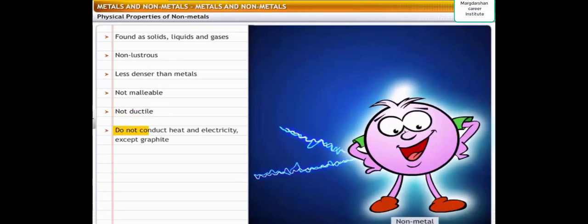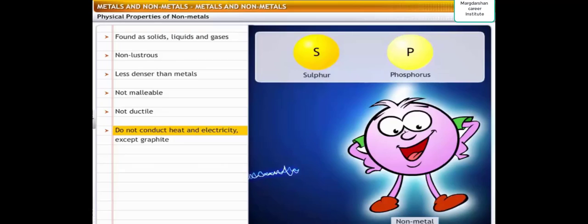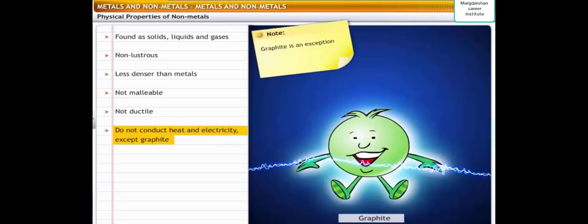Non-metals are bad conductors of heat and electricity. For example, sulfur and phosphorus cannot conduct electricity. The exception to this property is graphite, which is a good conductor of electricity.